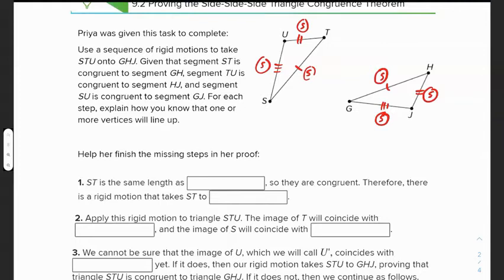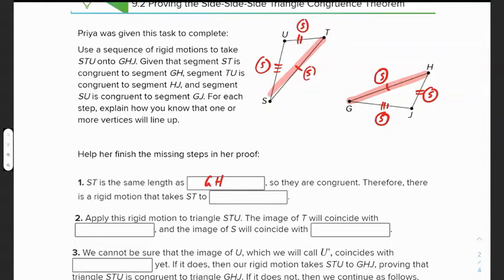So let me highlight that real quick. ST is congruent to who? Go ahead and pause the video, take a look, and okay, so hopefully you paused and you actually looked at it, and you've noticed that it should be the same length as GH. All right, so they are congruent, right? And that part was given.